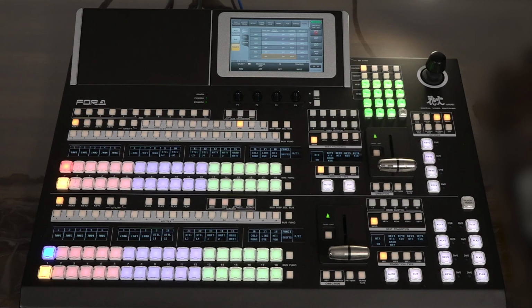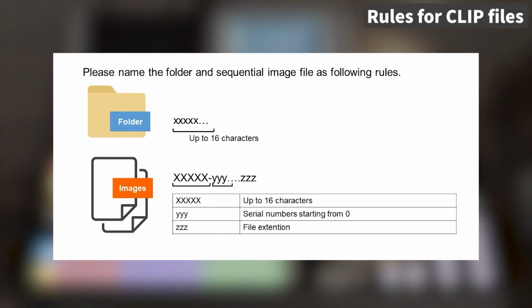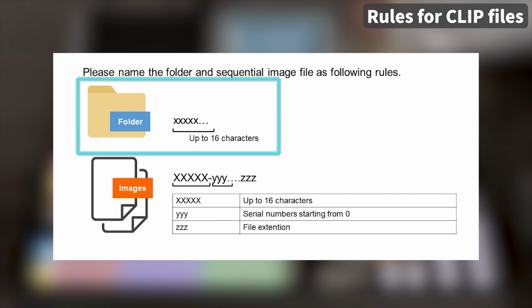This section explains the rules for clip files. Prepare a series of still image files in a single folder. Please note that there are naming rules for the folder and each file. Folder names can be set to any 16 characters. If the name is longer than 16 characters, the 17th and subsequent characters will be cut, as they cannot be displayed on the HVS-490.